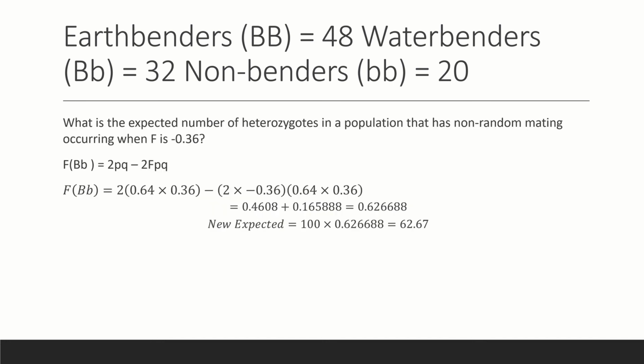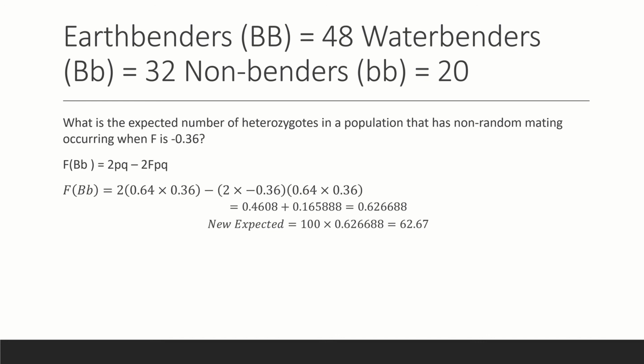So when F is negative 0.36, how does the number of heterozygotes change? So one thing to notice is that the equation used to find the frequency of heterozygotes is changed. It's now 2pq minus 2fpq. And it's minus 2fpq because the number of heterozygotes is being impacted by both the dominant homozygotes and the recessive homozygotes.